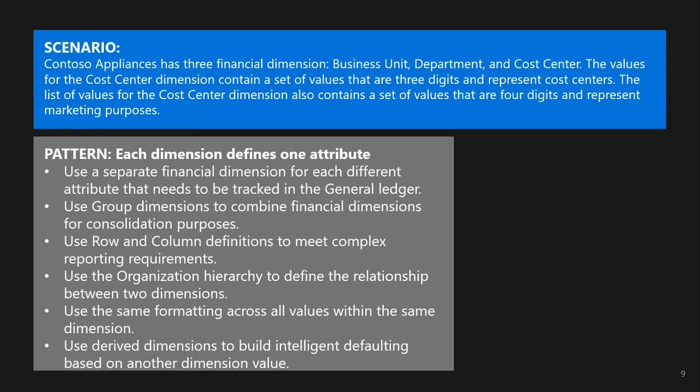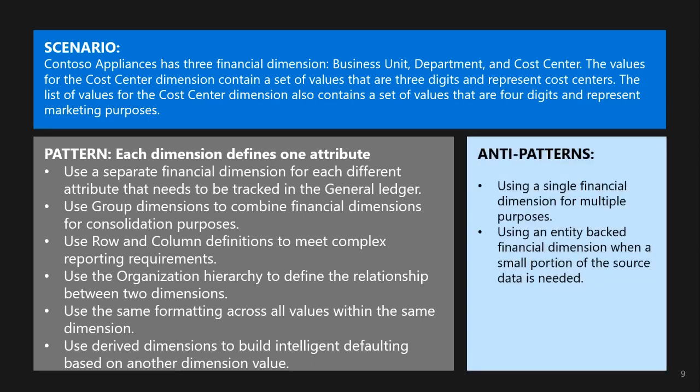So the last one is talking about those derived dimensions to build that intelligent defaulting based on another dimension value. We talked about those derived dimensions in our last scenario, but it gives you another opportunity to be a little bit smarter and build intelligence in there. And I thought of my thing: it seems like the marketing purposes will probably only apply to some of the main accounts potentially, so it's probably a good opportunity to use an advanced rule to simplify things a bit, or carve out that conditional part.